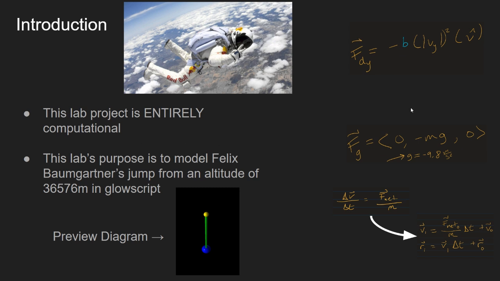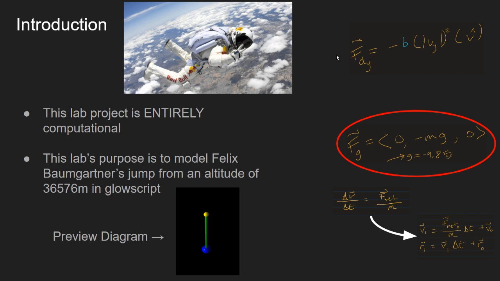Over here on the right, I have the 3 physics principles I used. The first one is the drag equation in the y direction, which is the negative b, where b is a proportionality constant, times the magnitude of velocity squared times the direction of velocity. Since he's traveling down, this expression ends up being positive.